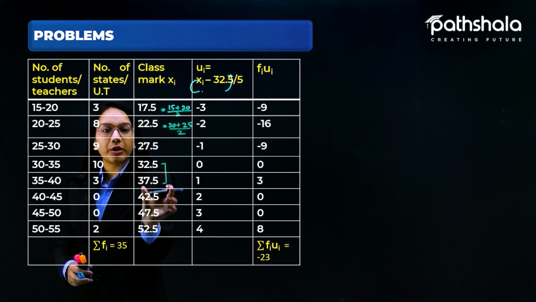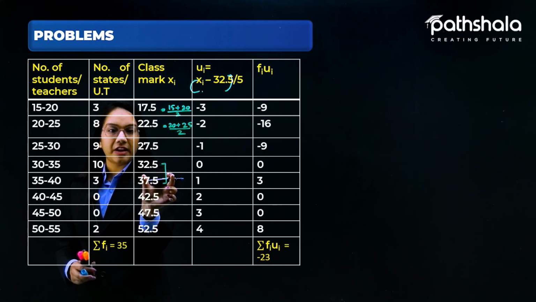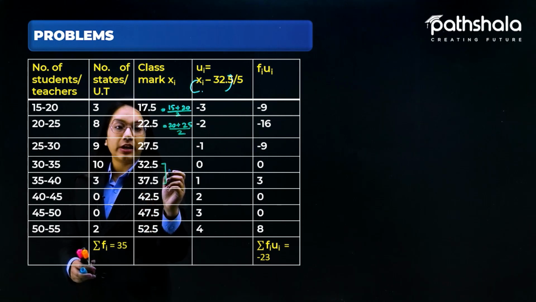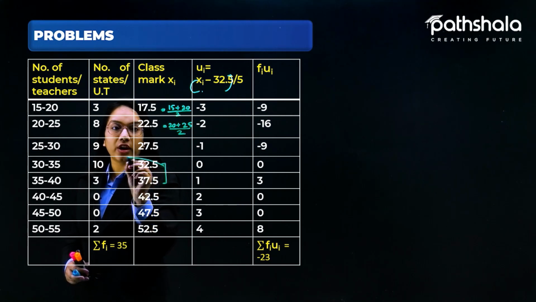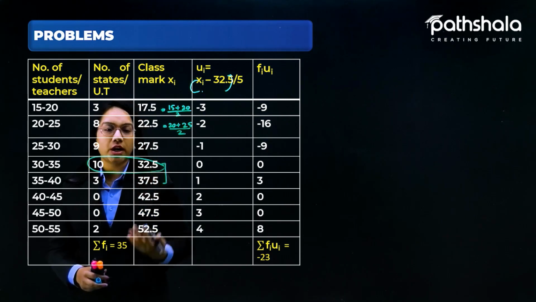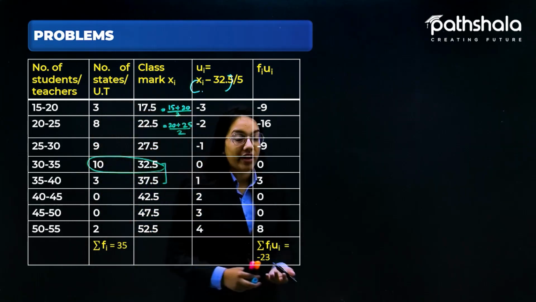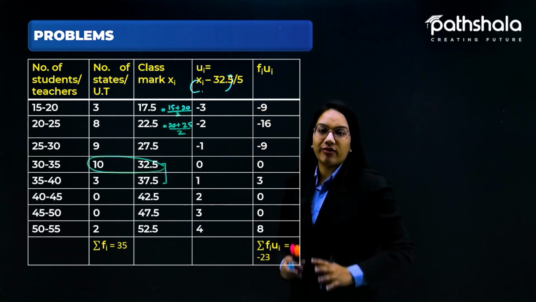So we can take any particular value over here. Either we can choose 32.5 or we can choose 37.5, but here I'm choosing 32.5 because it has the maximum frequency. You can also choose 37.5, but I'm just choosing 32.5 over here.